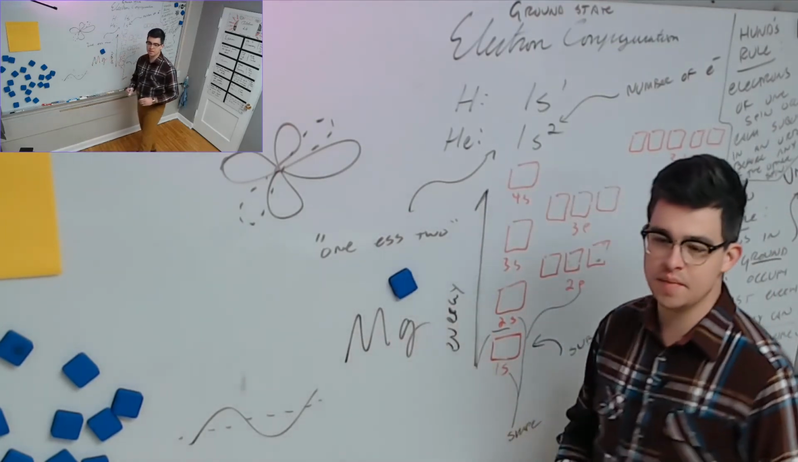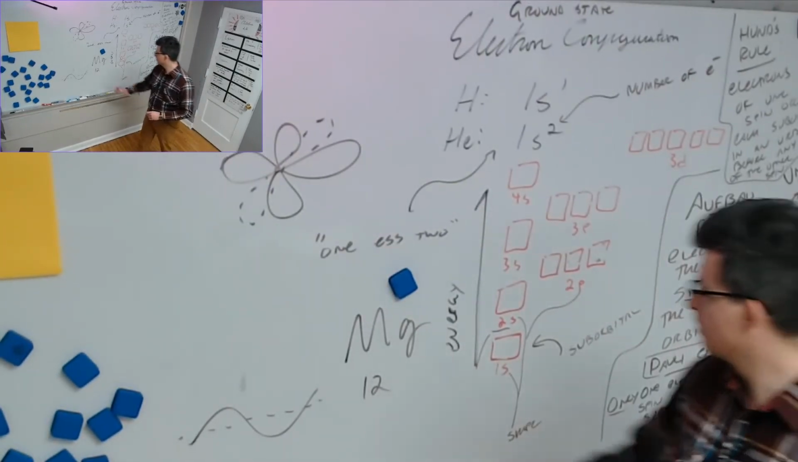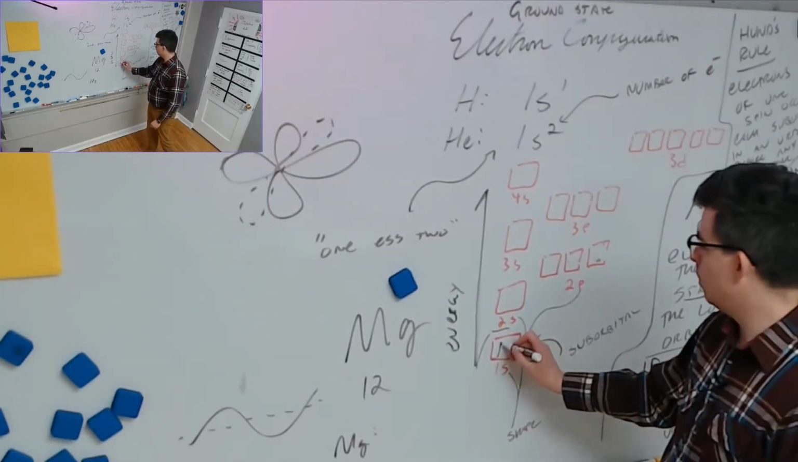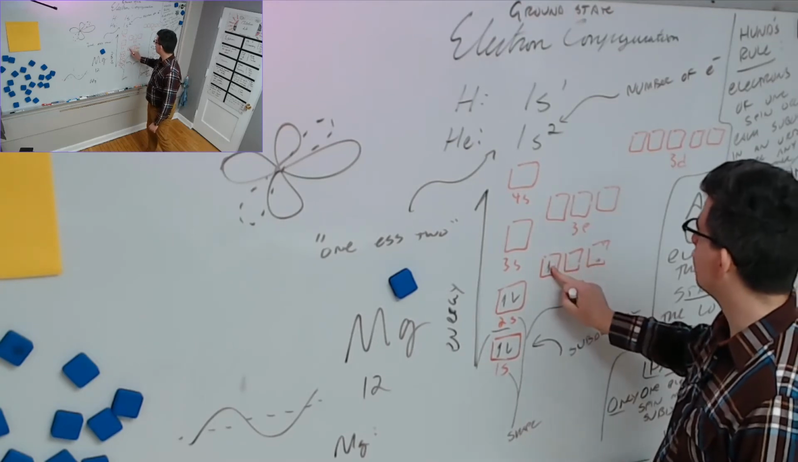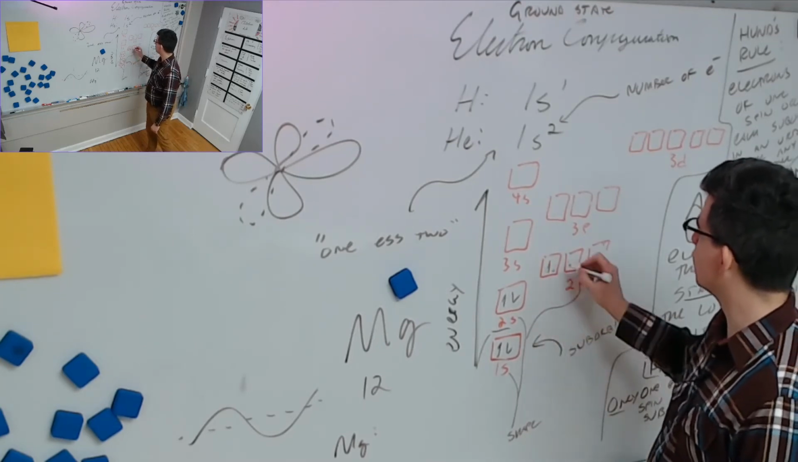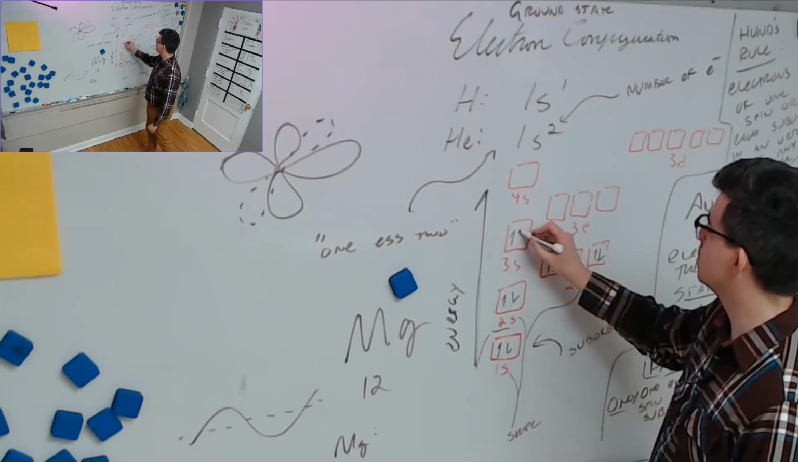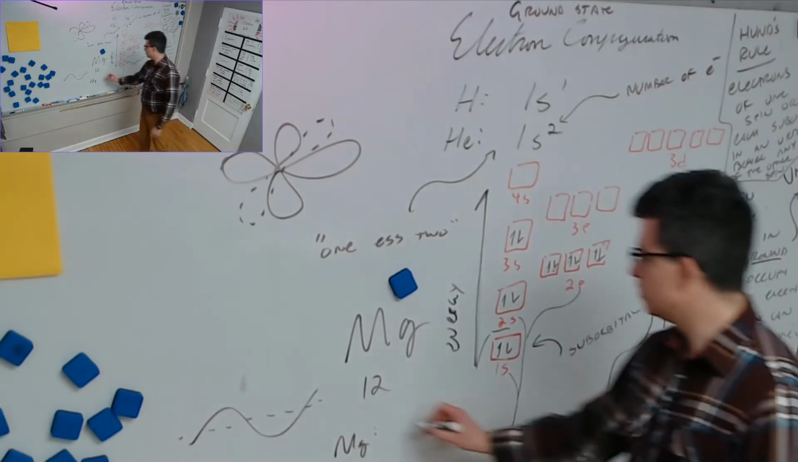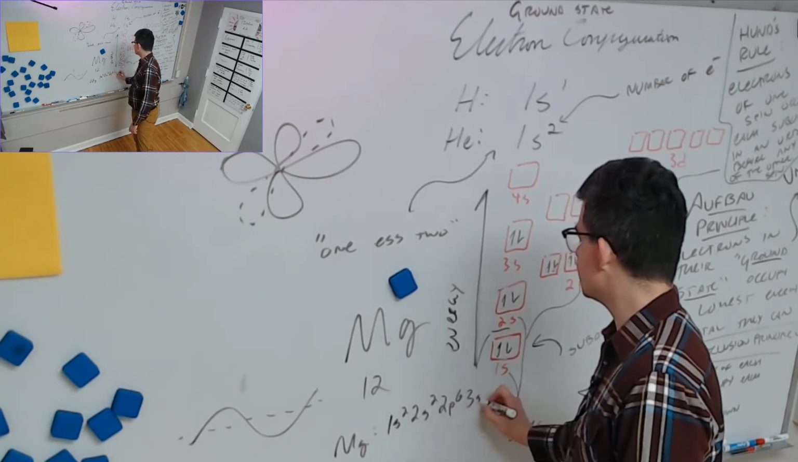How many electrons in magnesium? Let's put in 12 electrons. 1, 2, 3, 4, 5, oops, sorry. 1, 2, 3, 4, 5, 6, 7, 8, 9, 10, 11, 12. I've put in 12 electrons. I did them in the correct order after a little bit of strife. Let's write its electron configuration. 1s2, 2s2, 2p6, 3s2.